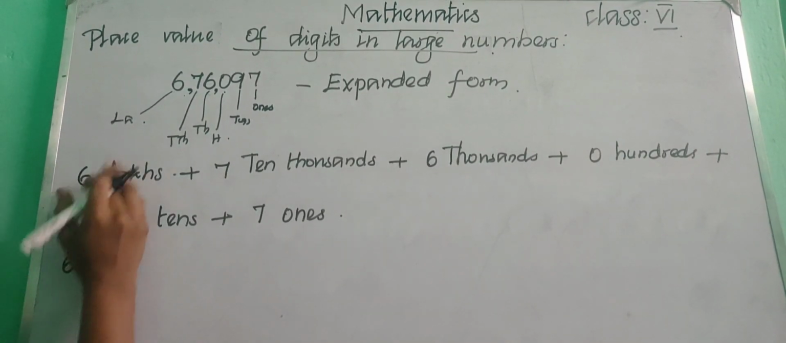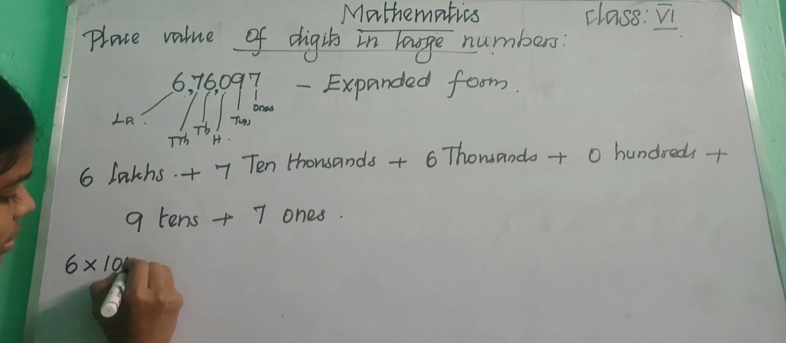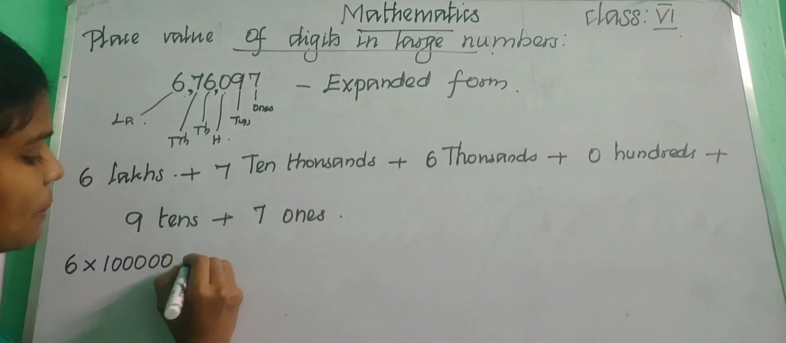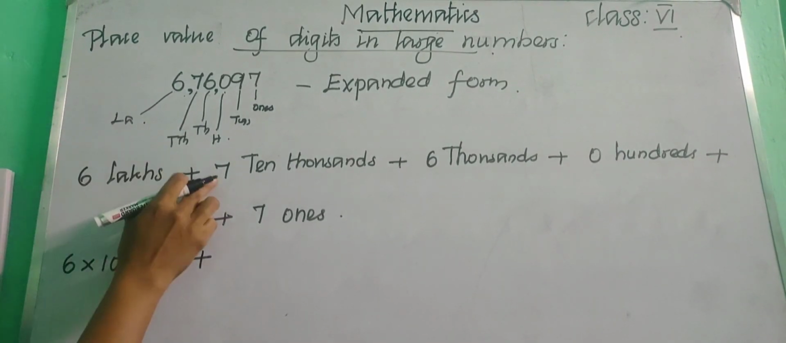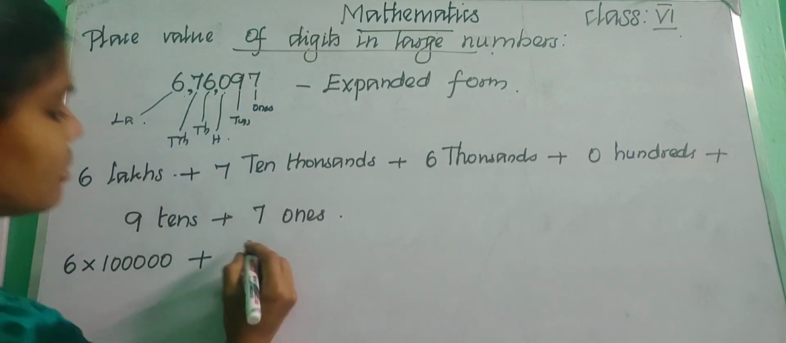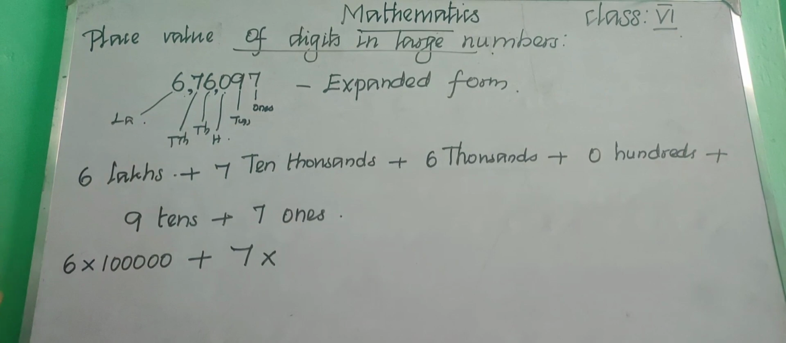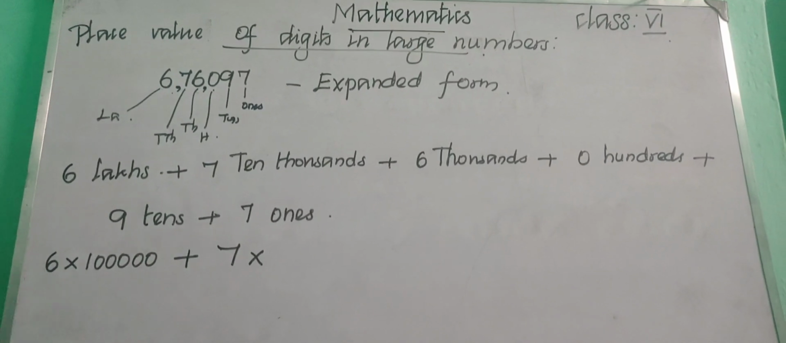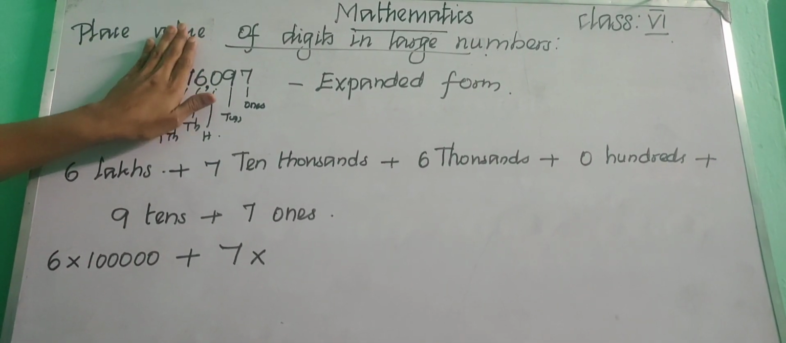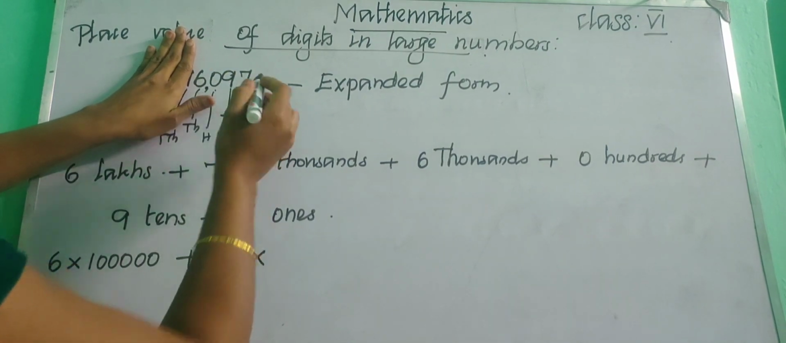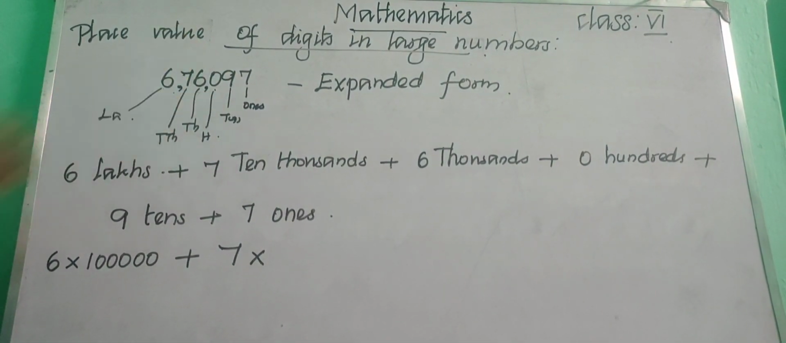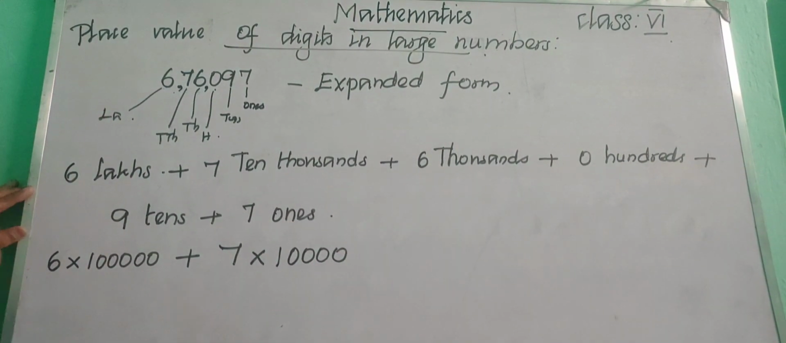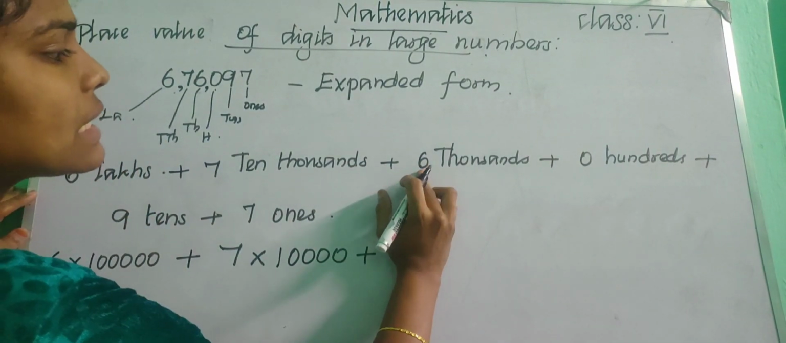Simply we need to write the step: 6 into 1 2 3 4 and 5 zeros. Okay children, and after that put the plus sign here, and then 7 ten thousands. Put the 7 here, and then put into, and after that just count the numbers. Just cover the 7 and count the numbers 1 2 3 and 4. So how many zeros we need to put? 4 zeros. And again put the plus, and 6,000.